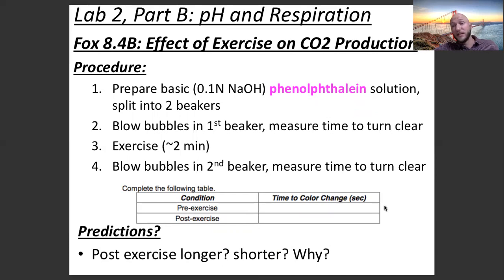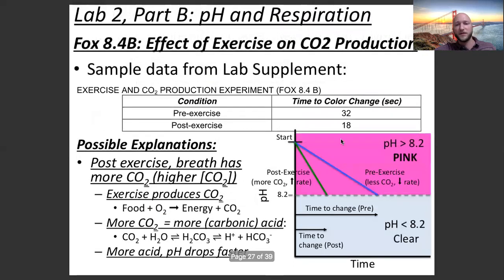We then exercise, and after exercising for 2 minutes or so, we exhale into the straw, and we measure the amount of time it takes to turn the solution from pink to clear. The solution is going to turn from pink to clear when we exhale, when the pH drops below a certain level. So let's look at this.